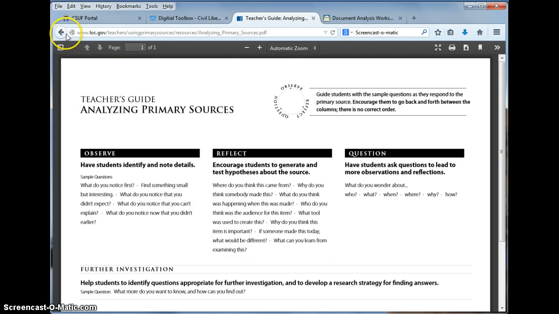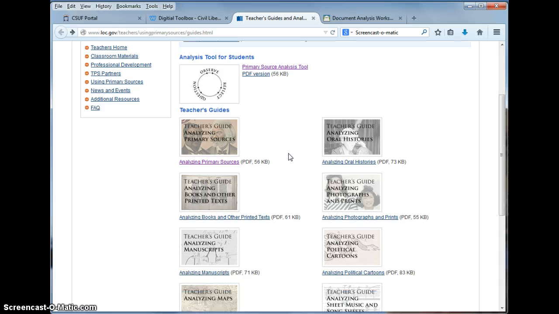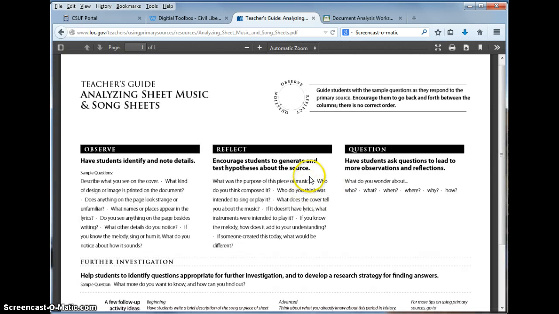But going back, let's look at some more of these categories of teacher's guides. Let's look at something a little bit different. So let's look at Teacher's Guide Analyzing Sheet Music and Song Sheets. So here we see again that the teacher's guide is split into three different categories, which is the observe, reflect, and question. But the questions within the observe and reflect are somewhat different.